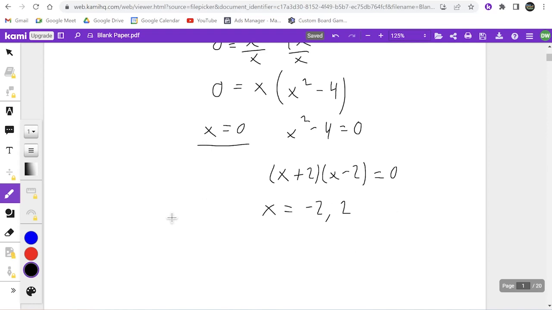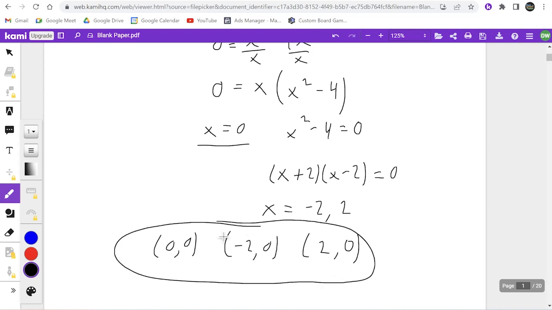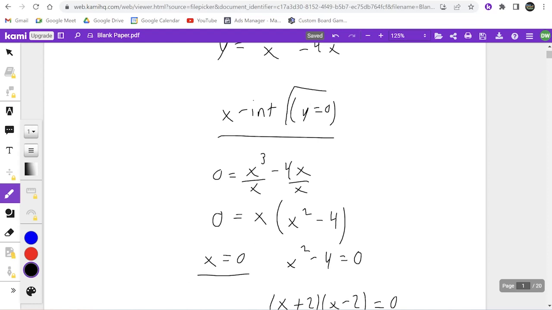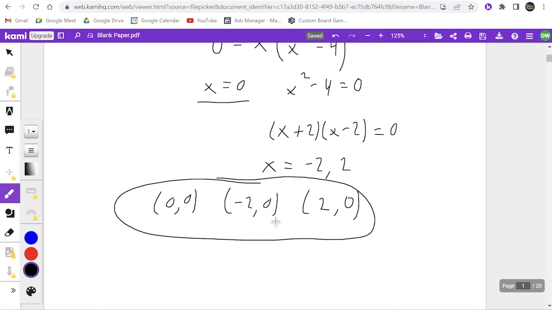And of course, I want the answer for x-intercept as a coordinate point. So that means my 3 answers, like I said, are (0, 0), (-2, 0), and (+2, 0). Again, how do I know the y position is 0 for all 3 of these? Because I said it right here. I said, for solving for the x-intercept, set y equal to 0. So that's why. This makes perfect sense.